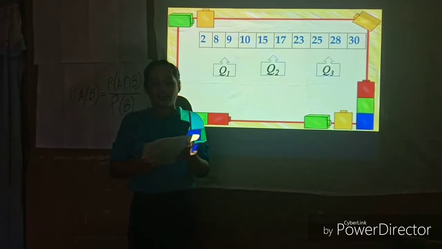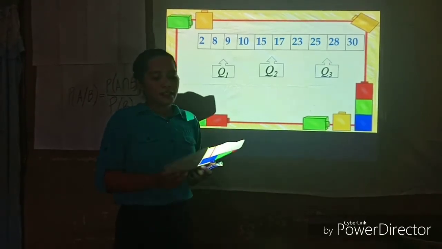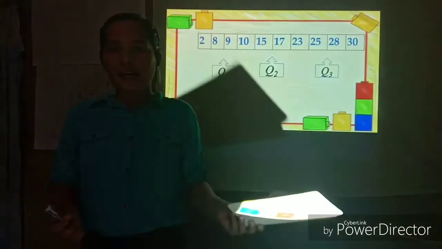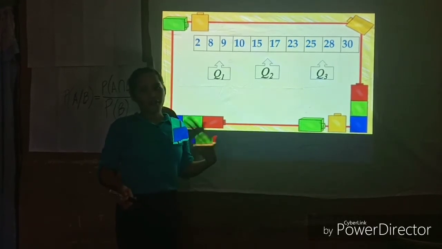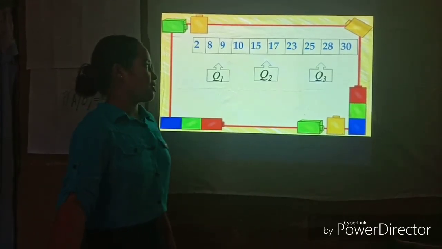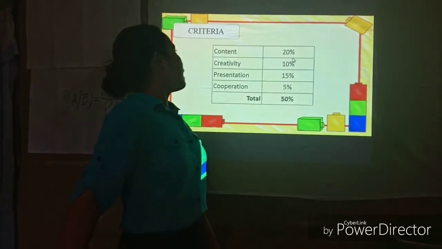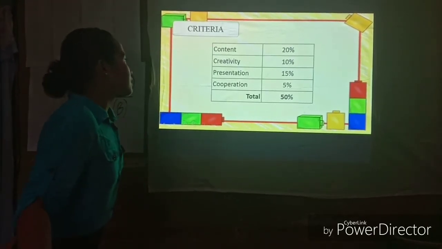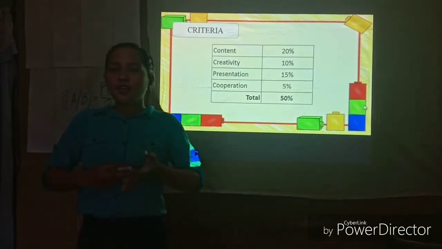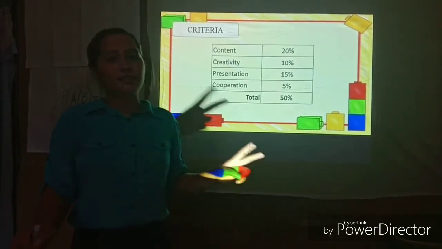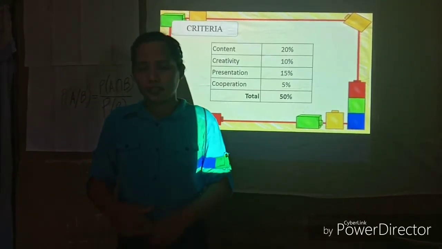Okay, in the same group, I want you to choose one representative to pick a card. Pick one card that contains a problem. So you will present your work through acting out the situation given in the card. The criteria for this: content is 20%, creativity is 10%, presentation is 15%, cooperation is 5%, total of 50%. You only have 2 minutes to do the task, okay? Now, ready, get set, go.